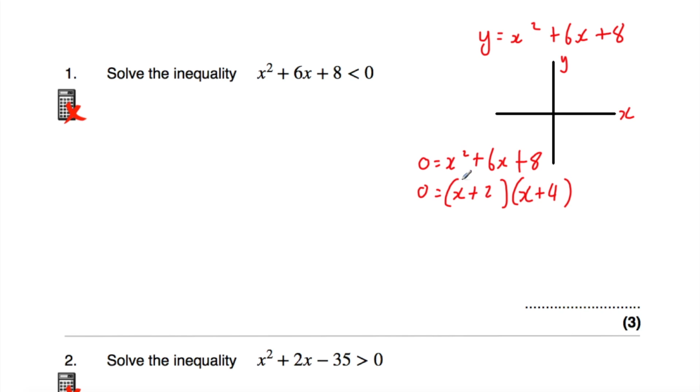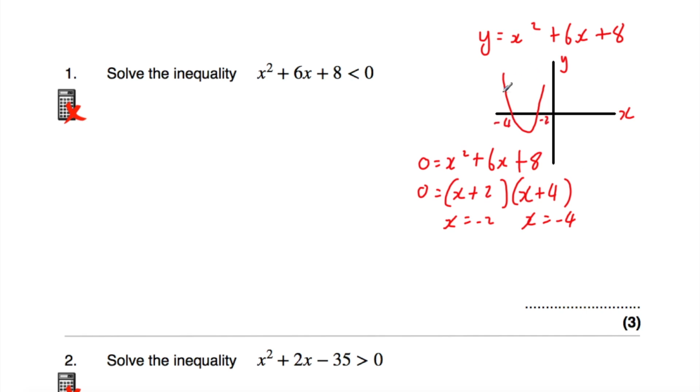So that's fantastic. Now we want to find whenever it's equal to 0, so we make each of the brackets 0. For this bracket, x would be equal to negative 2, and for this bracket, x would be equal to negative 4. So this is where the graph will cross the x-axis. It's going to cross the x-axis at negative 2 and negative 4. So let's sketch the quadratic. It looks something like this. It's going to cross at negative 4 there and negative 2 there.